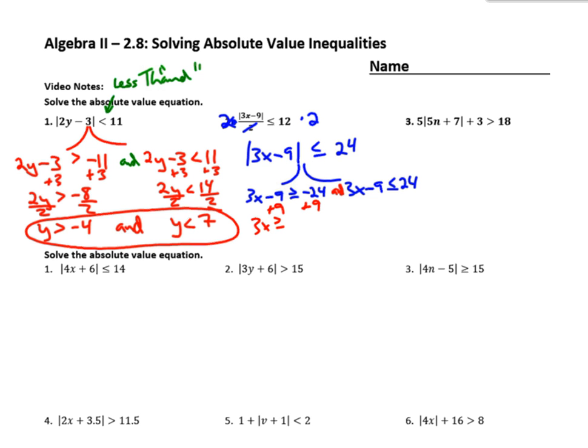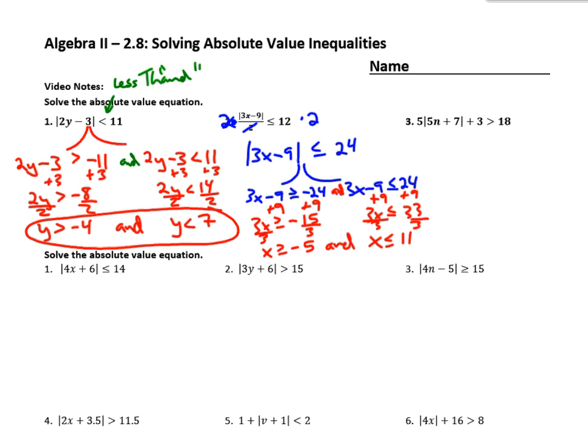3x is greater than or equal to negative 15. Divide by 3, divide by 3. X is greater than or equal to negative 5. This is an "and" in between. Add 9, keep going on this side. So I get 3x less than or equal to 24 plus 9, which is 33. Divide by 3, and x is less than or equal to 11.